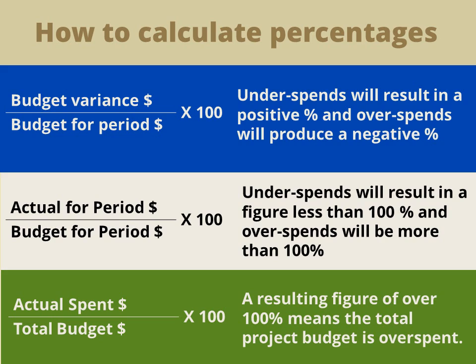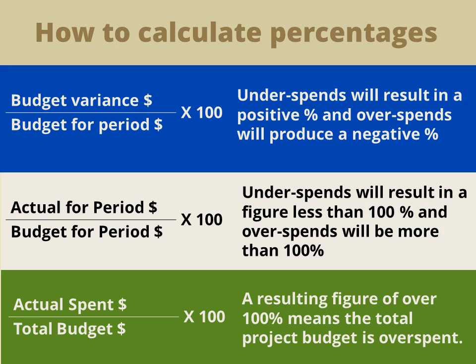The budget variance percentage can be calculated in one of two ways. You may use either method, but it is important to be consistent. One way is to divide the budget variance by the budget for period and multiply by 100. Any underspends will result in a positive budget variance percentage, and overspends will produce a negative budget variance percentage.